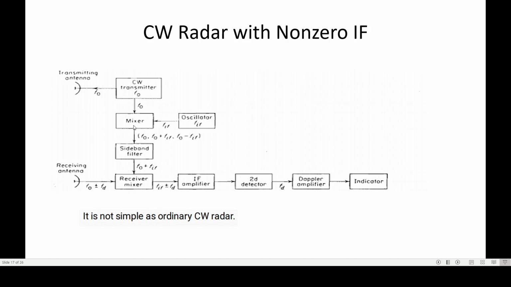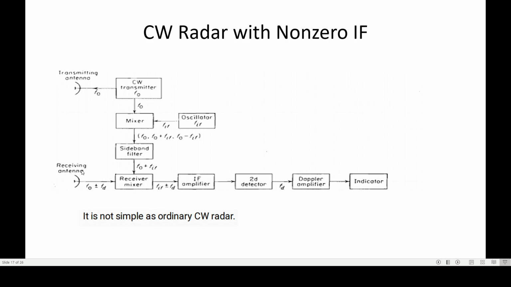Likewise, when we multiply here we will get the center frequency, that is the transmitting frequency f0, and f0 plus fIF, f0 minus fIF. The signal coming out of the mixer will have these frequency components. Then we can use a sideband filter, and from it we will get the desirable frequency component. Here they have chosen f0 plus fIF.